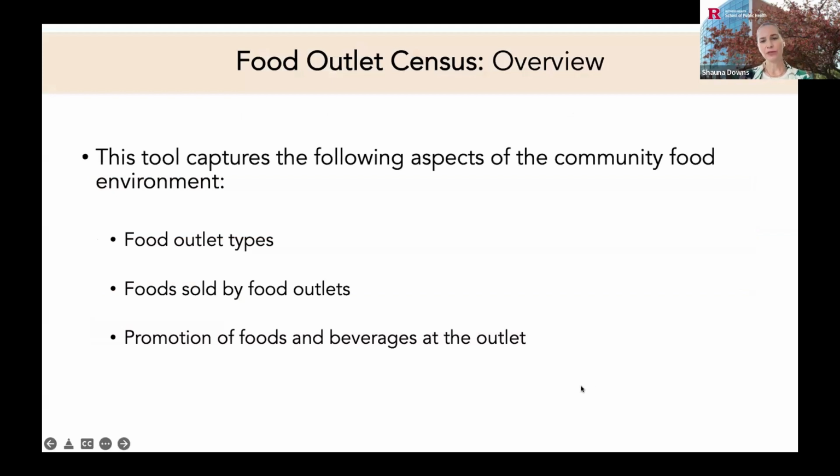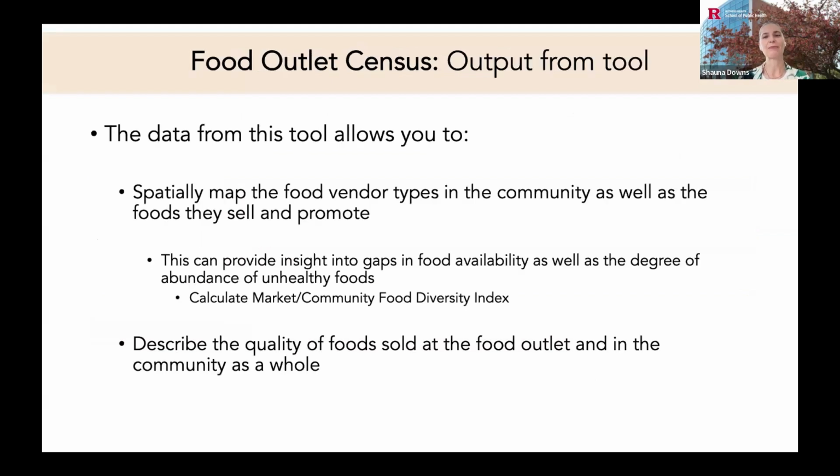I'm going to skip over these next few slides because I've kind of described them, just in the interest of time. But in terms of the outputs that you get from all three of these tools, you can spatially map the food vendors or the promotion types that are included in the community food environment, and this can provide insight into gaps in terms of the food availability, as well as the abundance of unhealthy foods. You could calculate the market or community food diversity index, and describe the quality of food sold at food outlets as well.